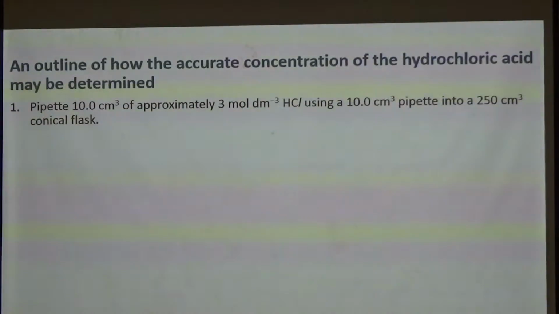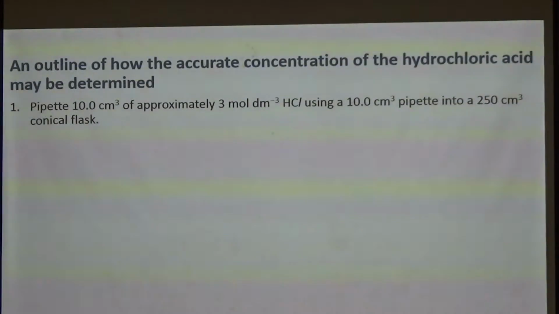Okay? If you only pipette out 10.0 cm³ of HCl into a 250 cm³ conical flask, when you do an acid-base titration with NaOH, what would be your expected titer value? Approximately 30 cm³, and that is perfectly fine because your expected titer range is between 20 to 35 cm³, so this falls perfectly within the range. So you pipette 10 cm³ into a 250 cm³ conical flask.